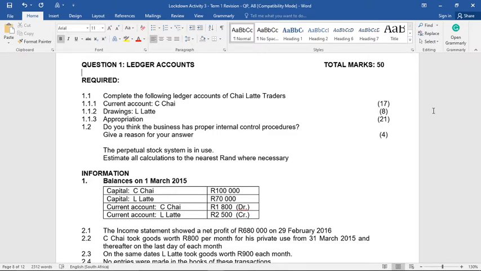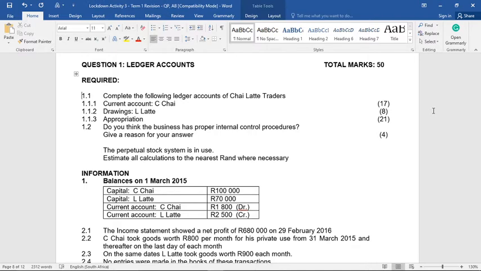And we've reached question one here entitled ledger accounts. So we're just going to go through question one here. In the next video, I think there's an income statement question as well. So for the required in this case, we're going to look at the ledger accounts of Chai Latte Traders. We're going to do some of those. And there's a small little four mark theory question afterwards.